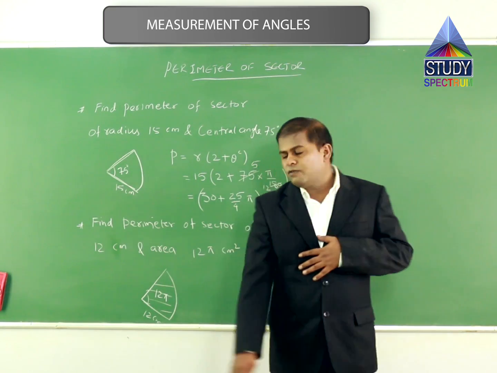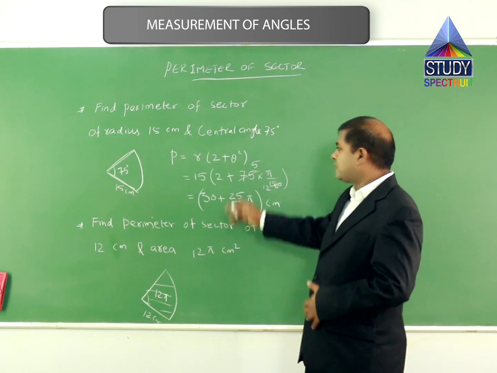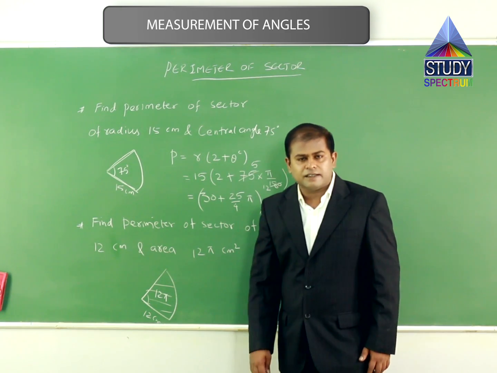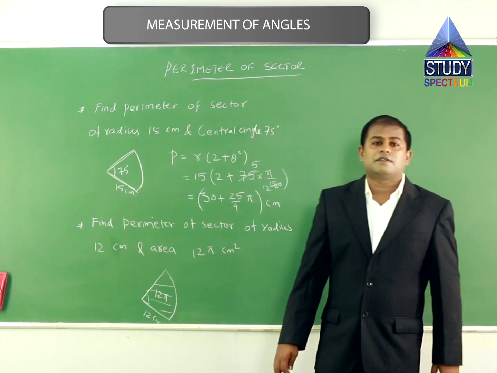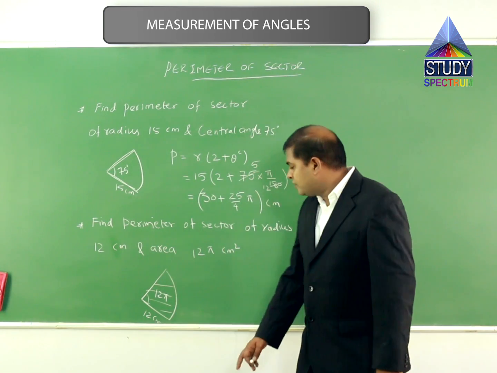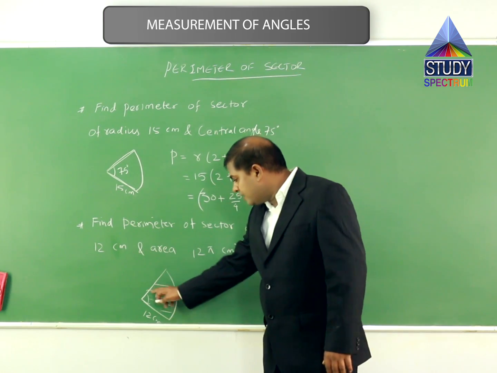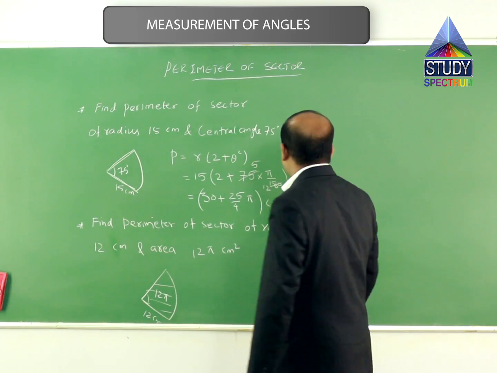So if the angle was given, I would have directly substituted the values in the formula. Perimeter of the sector is r into 2 plus theta. But this time the angle is not given. So what we'll do is, first we'll find the measure of the central angle, by using the data that area of the sector is 12 pi centimeter square.